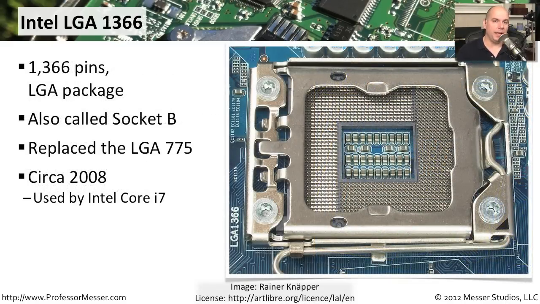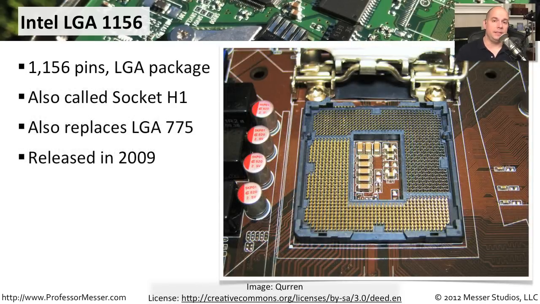A successor to the LGA 775 was the LGA 1366. This had, as the name implies, 1,366 pins on it. Very, very different socket than the 775. You could also see this referred to as the socket B. Now, this came out in about 2008, and one of the very first Intel Core i7s used the LGA 1366 socket as its motherboard interface.